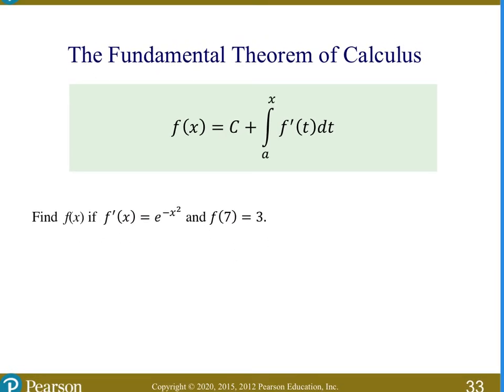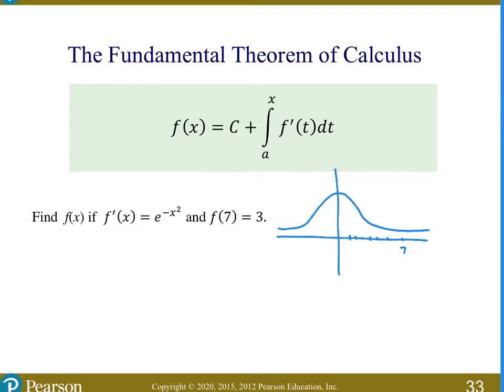So let's see how we can apply this to a new function. Find f of x if f prime of x is e to the negative x squared and f of 7 is 3. Okay, so e to the negative x squared looks like this. F of x is the antiderivative of that, so all of the area accumulated, and we are up to the number 7. So let's count 1, 2, 3, 4, 5, 6, 7.